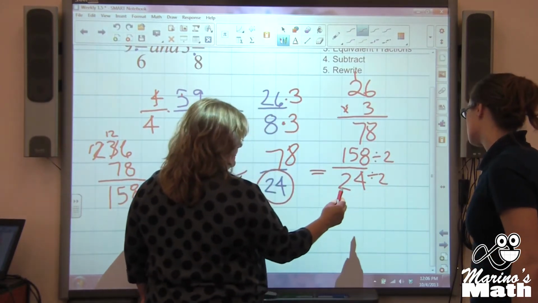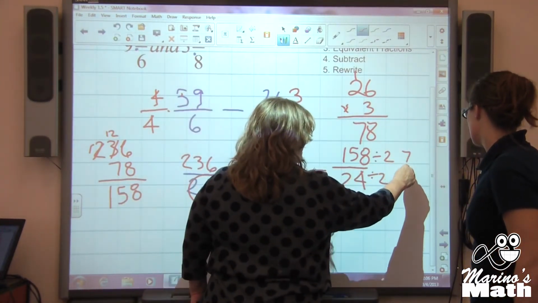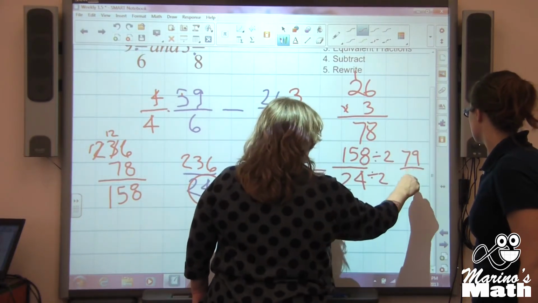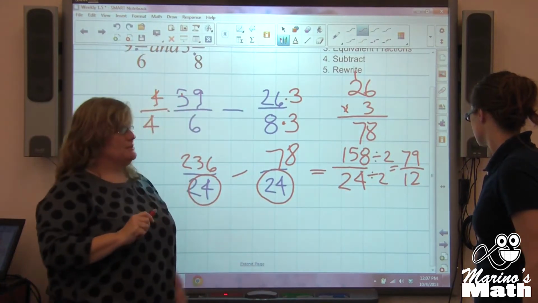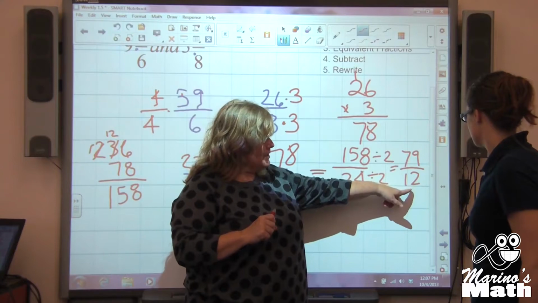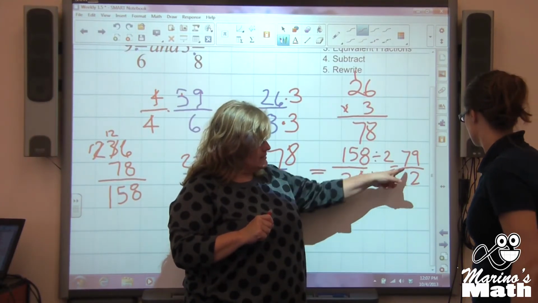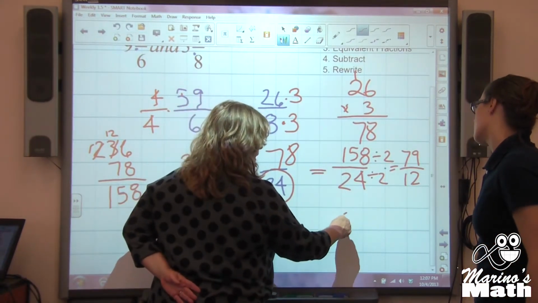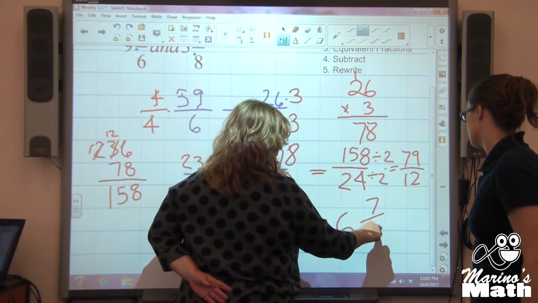And we would get something over 12. 75 and 4, so 79. Yes, sorry, 79 over 12. That is still an improper fraction, but now it's a little easier to see what to do, because we know that 12 goes into 79 6 times, because 12 times 6 is 72, and then there will be 7 left over. So we can call that a mixed number. That is 6 and 7/12.